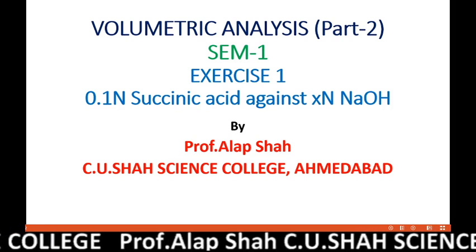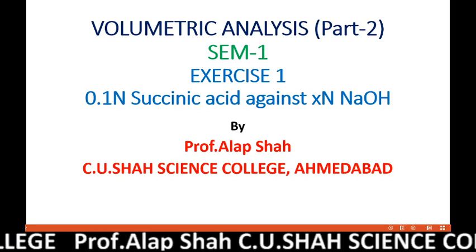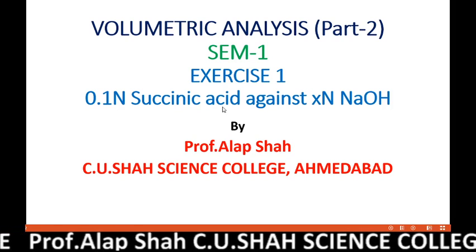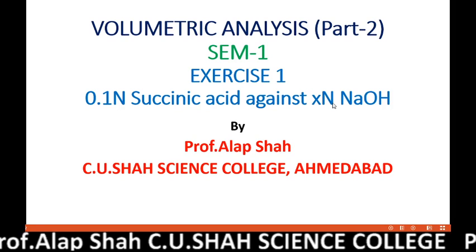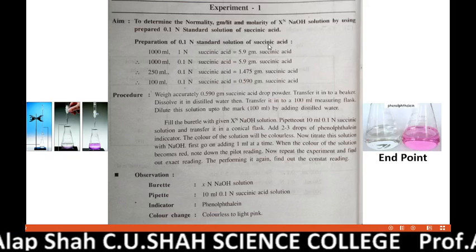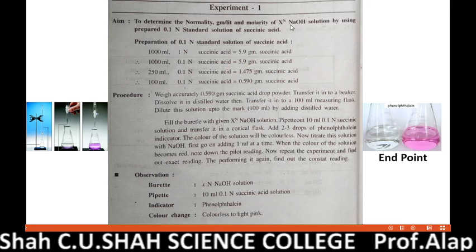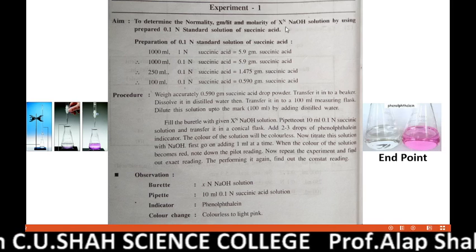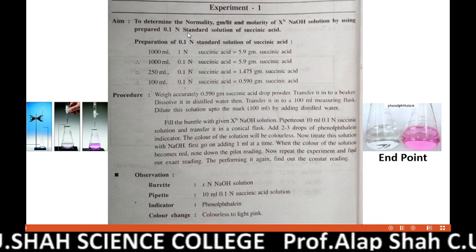So now in this part 2 of volumetric analysis, we will discuss the first exercise between 0.1 normal succinic acid standard solution and an unknown solution of NaOH. So let us read the aim. Determine the normality, gram per liter and molarity of the unknown NaOH solution by using the prepared 0.1 normal standard solution of succinic acid.